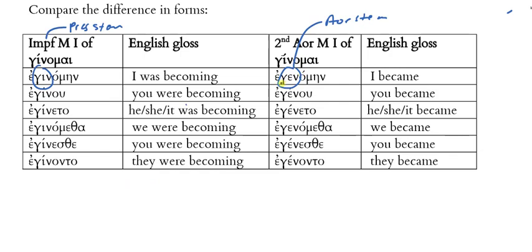And then, just with gen. Egenomein. I became. Egenou. You became. Egeneto. He, she, it became. Egenometha. We became. Egenesthe. Y'all became. Egenonto. And that is they became.